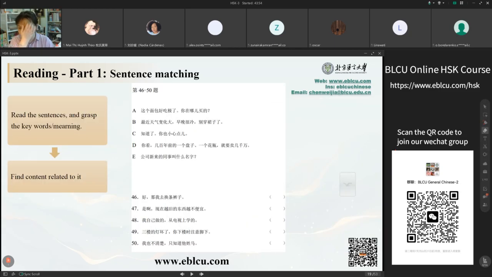Okay, so let's take a look at how to do this part. So first, you need to read the sentences first, and grasp the key word or the key meaning of the sentence. And then you can find the content that are related to it. So let's take a look at those examples, those options first. First sentence, 这个面包好吃极了. 你在哪儿买的? So what's the key meaning of this part? It's mentioned bread, 面包, and it's a question about where, 在哪儿买的, right?